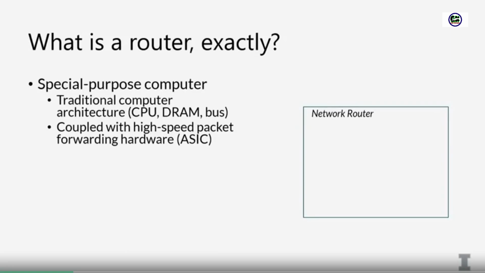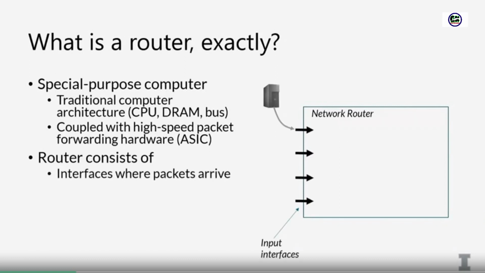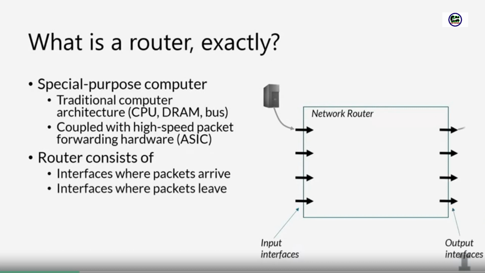So if you could look inside a modern network router, it's got this traditional computer architecture up in the control plane. But inside the data plane, it's got a few pieces. It's got physical interfaces where packets arrive, and interfaces where packets leave. Oftentimes these are the same network interface. You might have an Ethernet cable and packets can come in and go out over that cable. That's fine, but I'm going to draw them separately here just to keep the diagram clear.